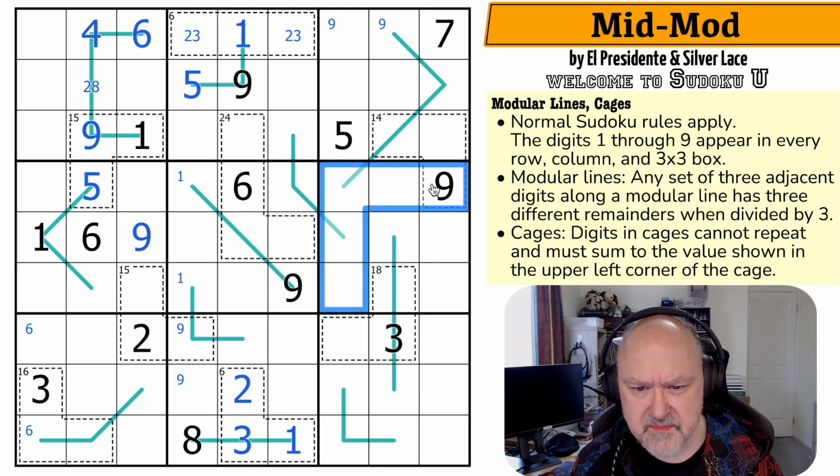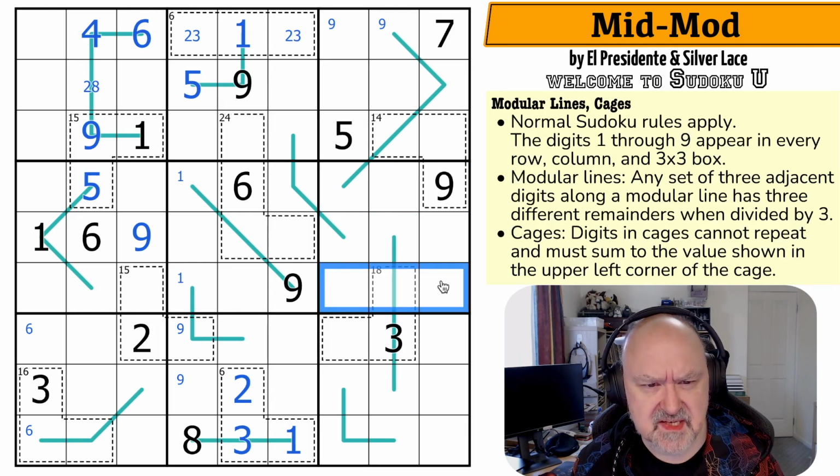Yeah, I suffer from seizures, and I'm a little worried right now. 6 is down here. I think I'm missing something incredibly obvious.